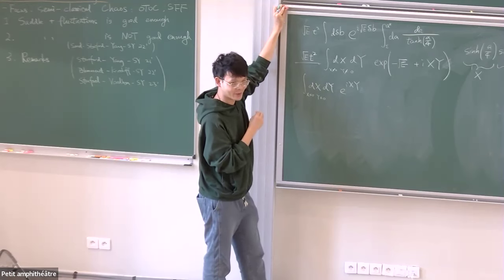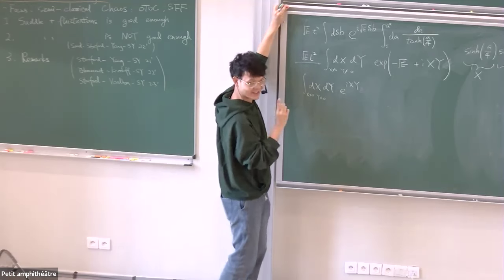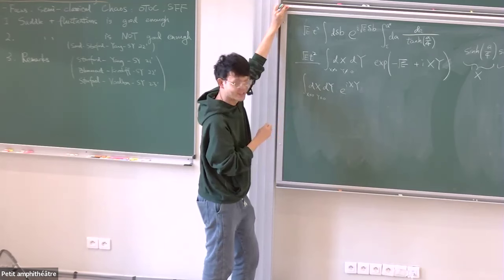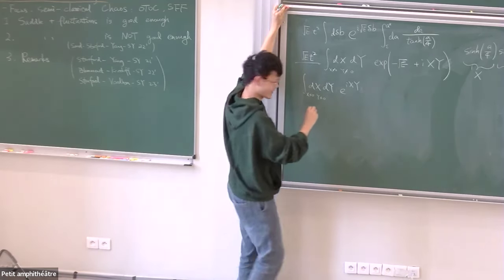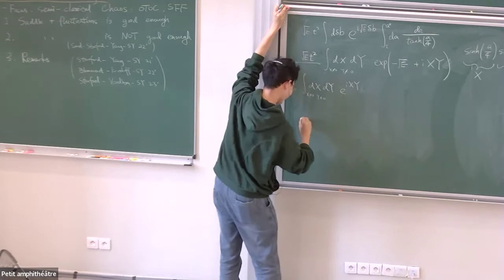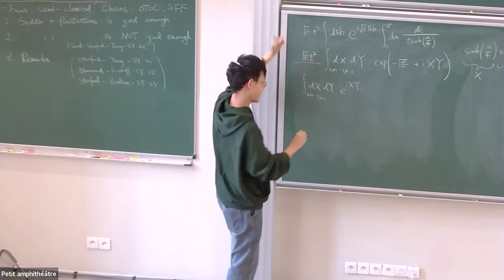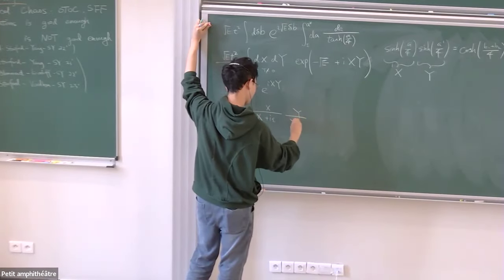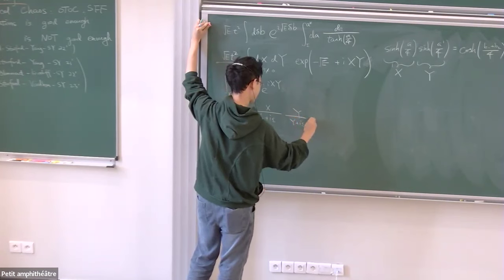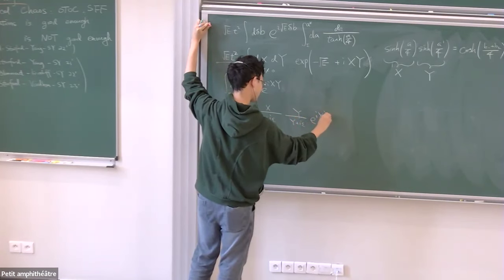Yes, good. How to prove that? That's actually how people do research. Okay, but we can prove that. Let's actually do that. The way to prove that is we insert the following factor: dx dy, x over x plus i epsilon, y over y plus i epsilon, e to the ix1.